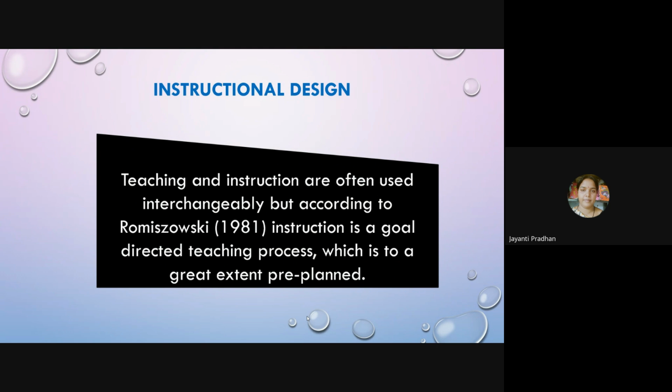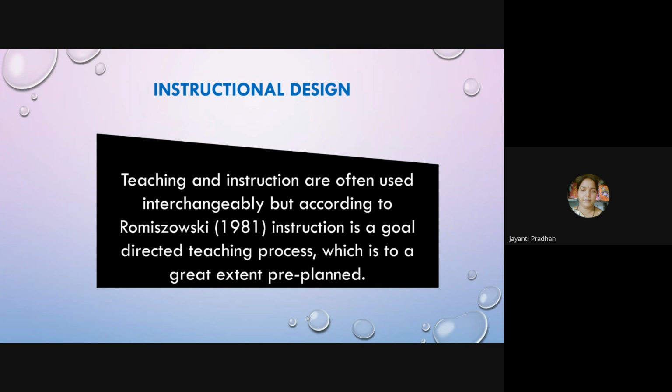instruction is a goal directed teaching process which is to a great extent pre-planned. That means when we say instruction, or instructional process, it is a goal directed teaching process. We know what kind of instruction should be given and what the outcome will be, and everything in between is pre-planned. For this kind of instructional process, these are the objectives or goals, these are the materials, this is the strategy, this is the assessment process, and this will be the outcome. So all are pre-planned and goal directed.